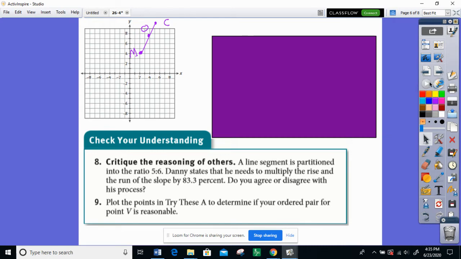All right, now it says a line segment is partitioned into the ratio of 5 to 6. Danny states that he needs to multiply the rise and the run of the slope by 83.3%. Do you agree or disagree with this process? Well, if you agreed, you might look at this and think, oh yeah, 5 divided by 6, that's 0.833 repeating. That's 83.3%.